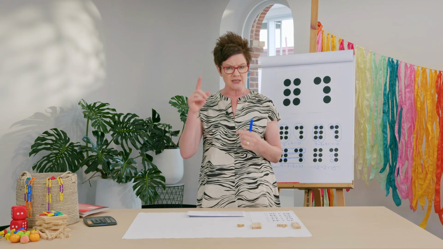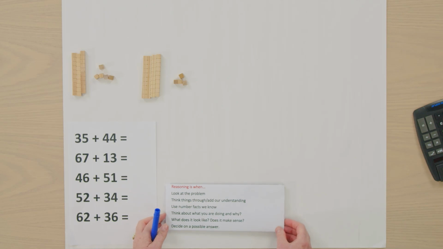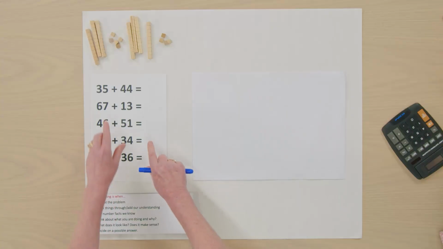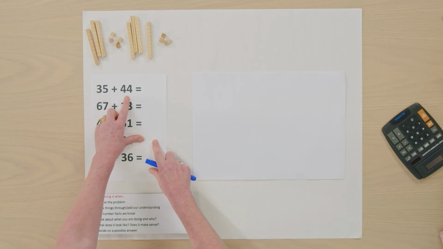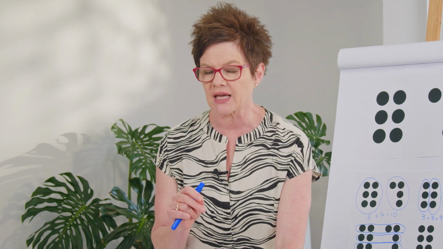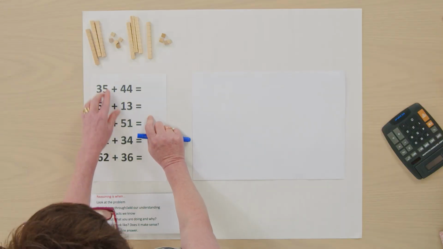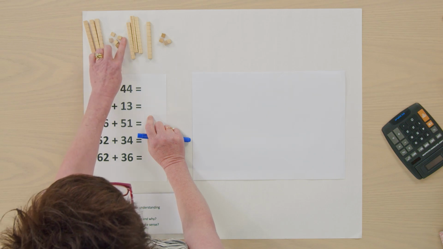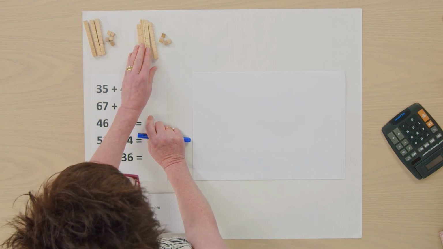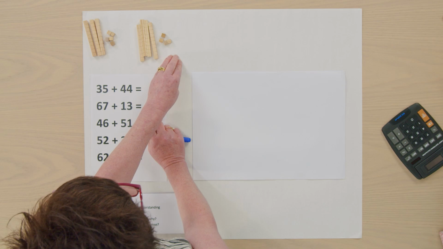So, reasoning. Let's have a think about this. So let's look at the first number sentence we have, which is 35 add 44. Now look, when we're using reasoning, we think about what it looks like. And for our first one, I'm going to show you what it looks like. It looks like this, 35. And we're going to add 44.